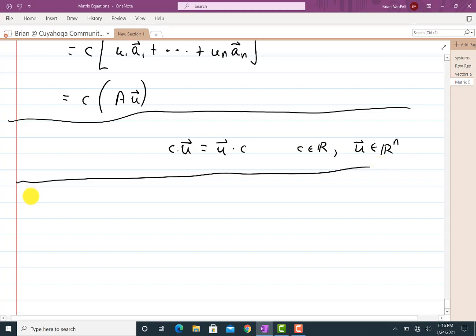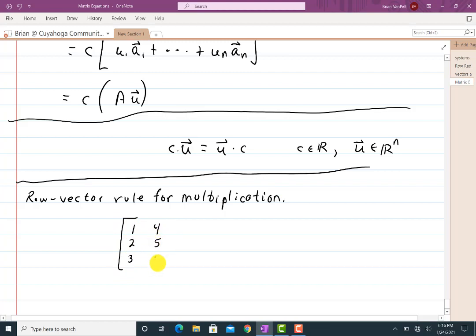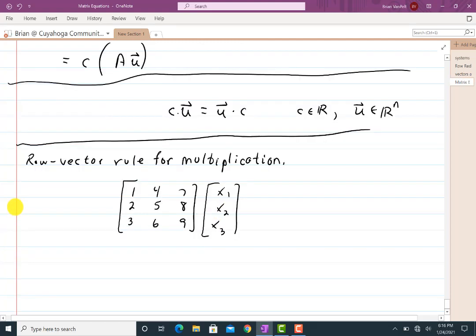Before I leave this rather long video, one last thing, and this is called the row vector rule for multiplication. It's a shortcut to what we had before. I think the best thing to do is just with an example. Let me do 1, 2, 3, 4, 5, 6, 7, 8, 9, times x1, x2, x3. You can check the details out, but it works like this.